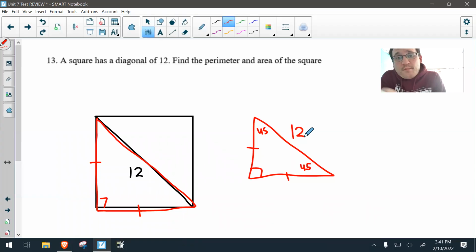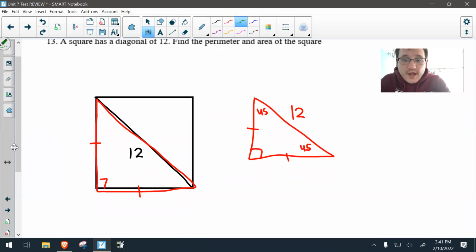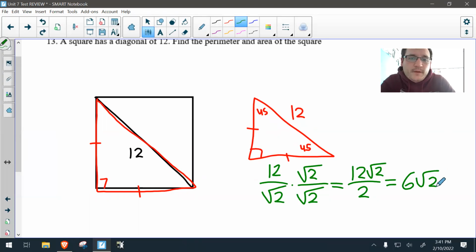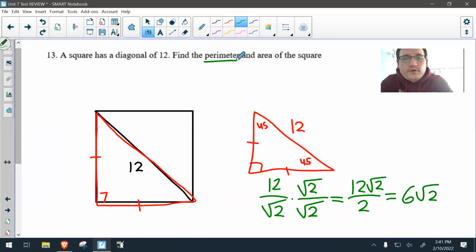To go from the hypotenuse to the leg in an isosceles right triangle, that 45, 45, 90 triangle, divide the hypotenuse by the square root of 2, and then rationalize. So multiply the top and the bottom by square root of 2, we have 12 root 2 over a regular 2, which simplifies down to 6 times the square root of 2. All right, so again, the perimeter, add up all 4 sides. So we know each side is 6 square root of 2.